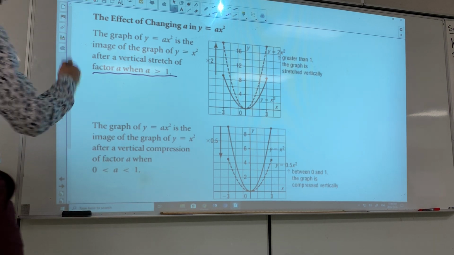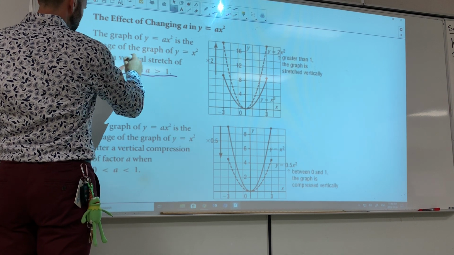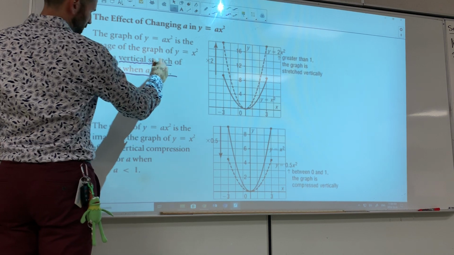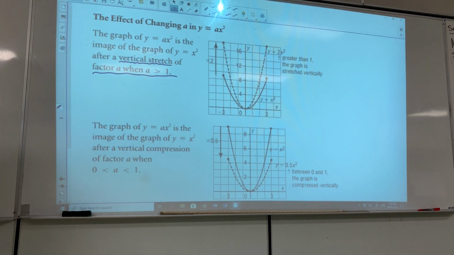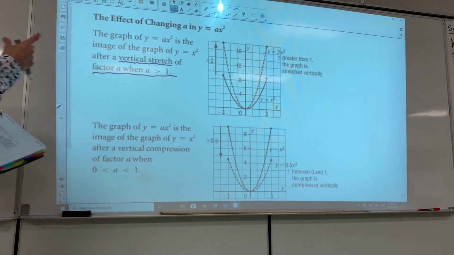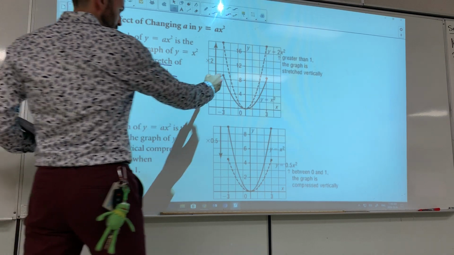Right. Sorry, we were calling this compression. And there. So here's the annoying thing. Some textbooks call it a stretch. And other textbooks call it a compression. So I personally like to call it a compression. So here's the original graph.